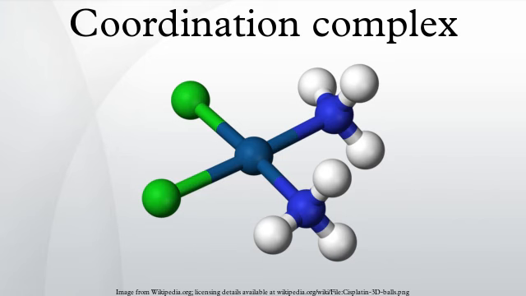Stereoisomerism can be further classified into cis-trans isomerism and facial-meridional isomerism. Cis-trans isomerism occurs in octahedral and square planar complexes. When 2 ligands are adjacent they're said to be cis, when opposite each other, trans.